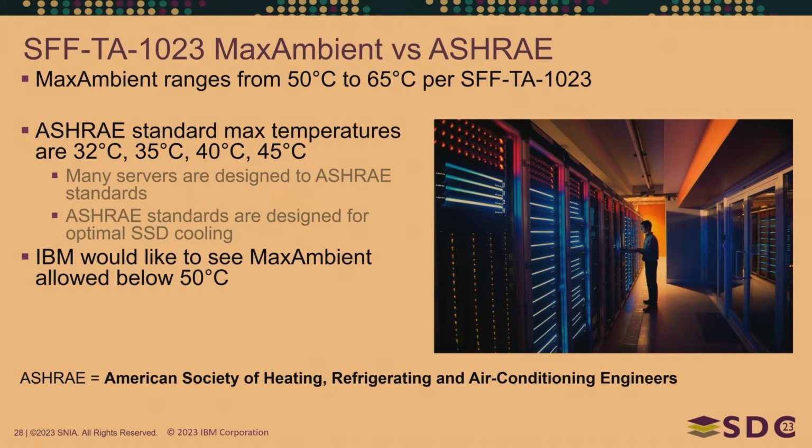So I do want to point out, if you compare this spec to the ASHRAE spec, ASHRAE has ambient temperature levels from 32 C to 45 C. And this spec was really designed with SSDs in mind, to keep the reliability of the SSDs in mind. So if we're designing our enclosures to match ASHRAE specs, then I don't know why the spec wouldn't allow max ambient to be below 50 C. It would be really nice if we could say that we had a max ambient that matches these ASHRAE levels. So that's a gentle request there.